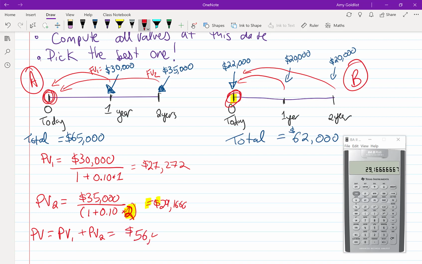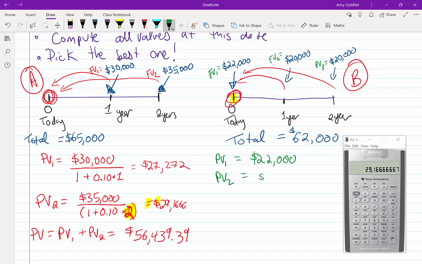So you can use the calculator. I've already worked this out ahead of time, so you can believe me that it's $56,439.39. Let's go on to the second example. So I'm finding present values for each thing. Future value 1 was $22,000, future value 2 is $20,000, and future value 3 was also $20,000. So present value 1 is just $22,000. It's not moving anywhere. When something stays still, we don't need to worry about interest.